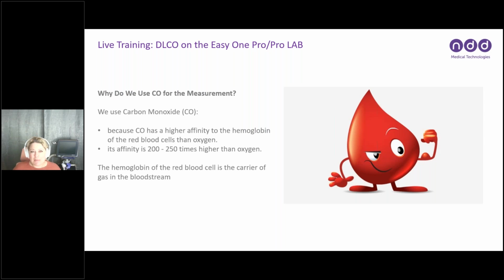So this question always comes up, whether I'm doing live trainings, whether I am on site with clinics that are training on the EasyOne Pro or Pro Lab, and that's why do we use carbon monoxide? Red flags are supposed to go off when we think about breathing in carbon monoxide, and really the end of it is it has a much higher affinity to our hemoglobin, which means it's much more attracted to our hemoglobin than oxygen. 200 to 250 times higher affinity than oxygen. So we are able to do this test in a very, very quick 10-second breath hold, where otherwise we would not be able to measure it this quickly.